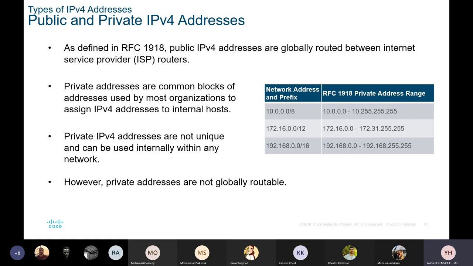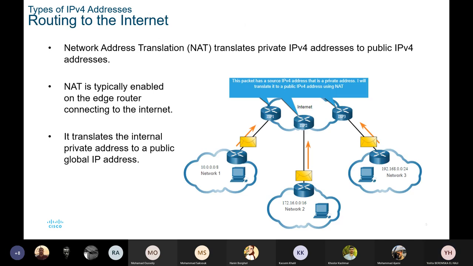We cannot use such addresses to exchange data between remote devices. Why? Because probably we are going to have the same private addresses for both devices, so the communication will be unclear.